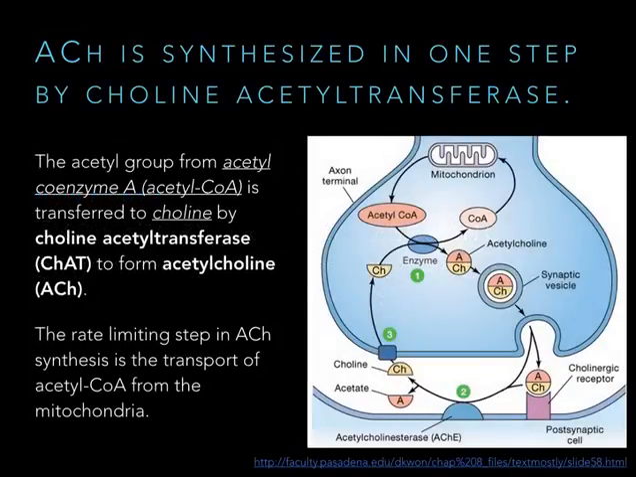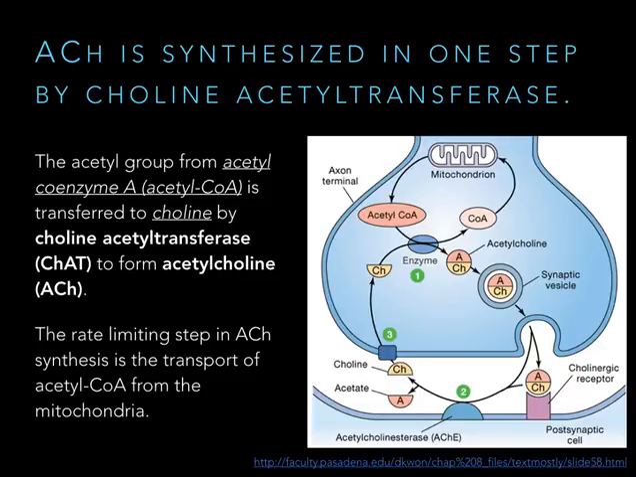So acetylcholine is going to be synthesized from the acetyl group from acetyl coenzyme A, which hopefully you recognize from your Krebs cycle, and a choline molecule. The enzyme that carries this out is choline acetyltransferase, or CHAT, and the enzyme name tells you exactly what it does. It's going to transfer an acetyl group onto choline, hence the name choline acetyltransferase, and that will create the neurotransmitter acetylcholine.